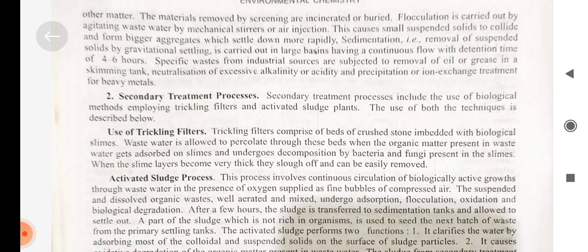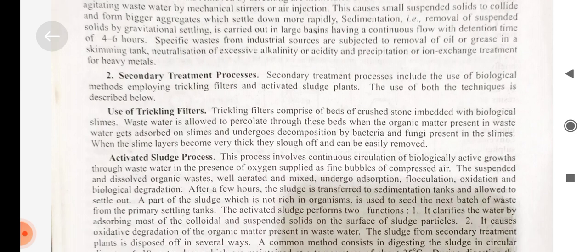Flocculation is carried out by agitating wastewater by mechanical stirrers or air injections. This causes small suspended solids to collide and form bigger aggregates which settle down more rapidly. Sedimentation, that is, removal of suspended solids by gravitational settling, is carried out in large basins having a continuous flow and detention time of 4 to 6 hours. Specific wastes from industrial sources are subjected to removal of oil or grease in a skimming tank, neutralization of excessive alkalinity or acidity, and precipitation or ion exchange treatment for heavy metals.